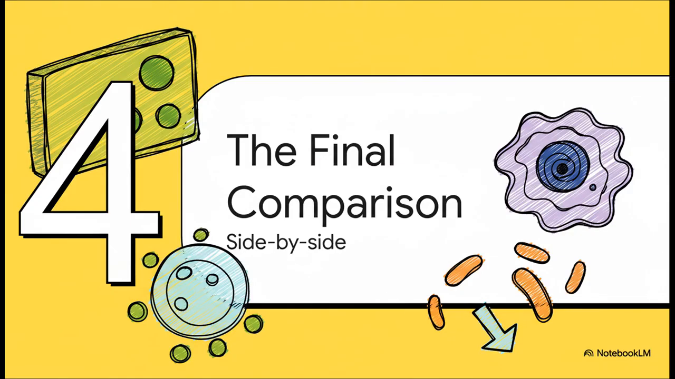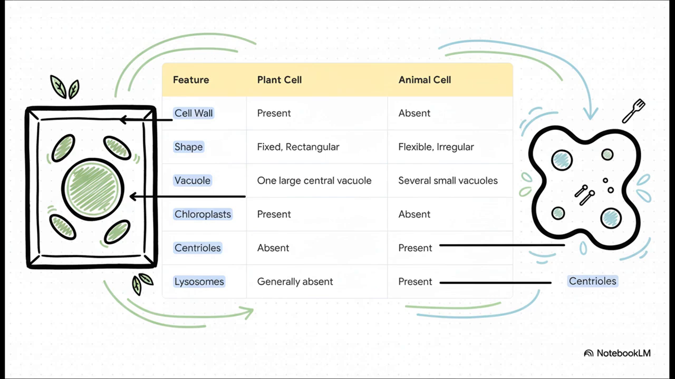So, we've toured the standard issue workshop, and we've checked out the custom upgrades for both plants and animals. Now it's time for the final showdown. Let's put these two blueprints right next to each other and make the differences pop. When you look at it like this, the whole story just clicks into place, right?